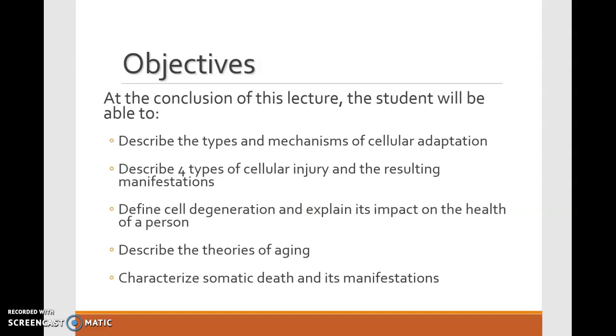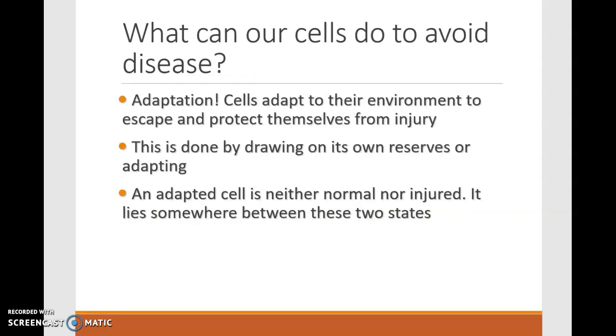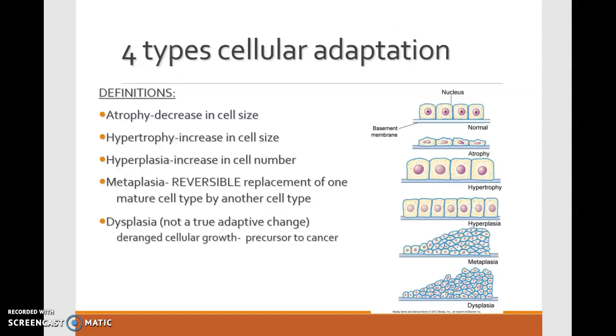All right, by the time we're done, you're going to be able to describe 4 types of cellular injury and resulting manifestations, cellular degeneration and impact on the health of a person, and theories of cellular aging. And we're looking at adaptation first, right? So what can our cells do to avoid disease? Adapt. This is by drawing on our own reserves, and if we cannot, then you have issues that lead to cell death, typically. The adapted cell is not considered normal nor abnormal, right? It's just adapted. So we're going to start with the 4 types of cellular adaptation.